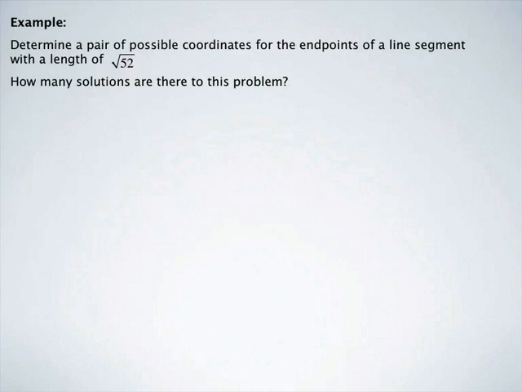So in this example, I'd like you to determine a pair of possible coordinates for the endpoints of a line segment with a length of the square root of 52. Also, think about how many solutions there are to this problem.